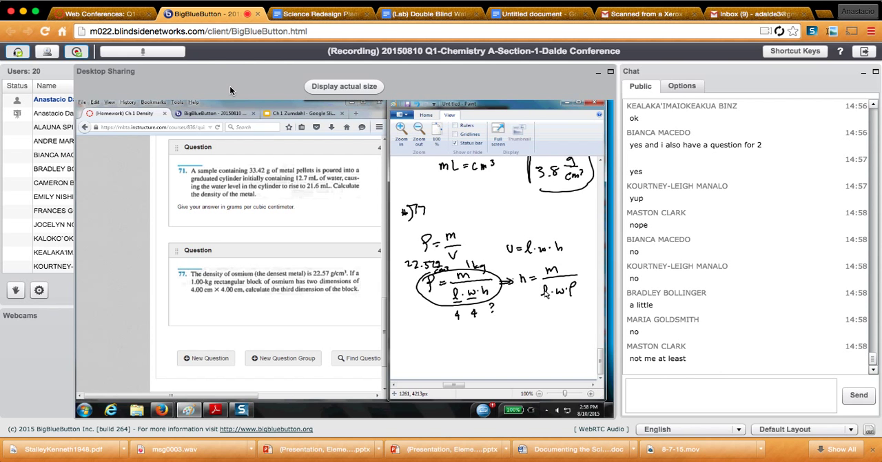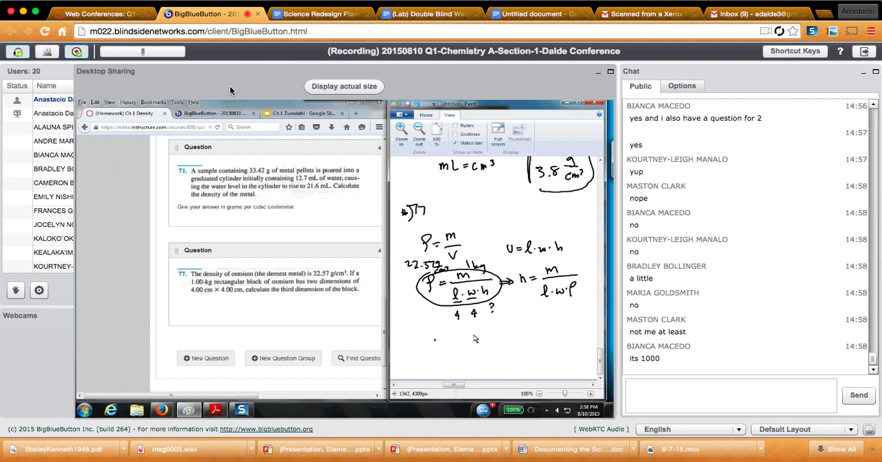So here's one step that I would like to take before I do anything. I'm going to try to convert the kilograms into grams. That's pretty easy. 1 kilogram is 1,000 grams. All right, so H is equal to 1,000 grams divided by 4 centimeters times 4 centimeters times 22.57 grams per centimeter cubed.